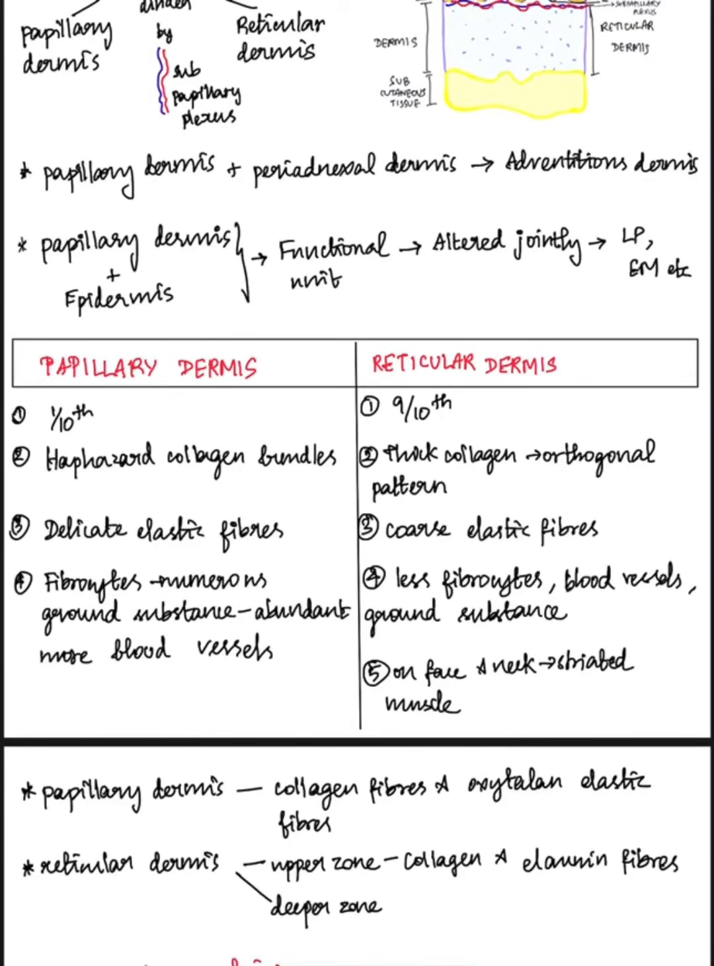Papillary dermis forms about 1/10 of the dermis, whereas reticular is about 9/10. In papillary dermis, collagen is arranged haphazardly, whereas in reticular dermis, there is thick collagen arranged in an orthogonal pattern. Here there are delicate elastic fibers, whereas in reticular dermis, we have coarse elastic fibers. Also the fibrocytes, ground substance, and blood vessels are numerous and abundant in papillary dermis, whereas they are less in reticular dermis.